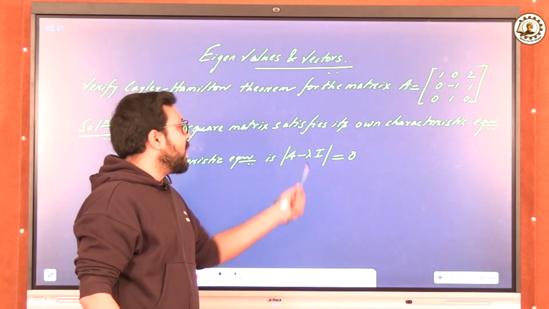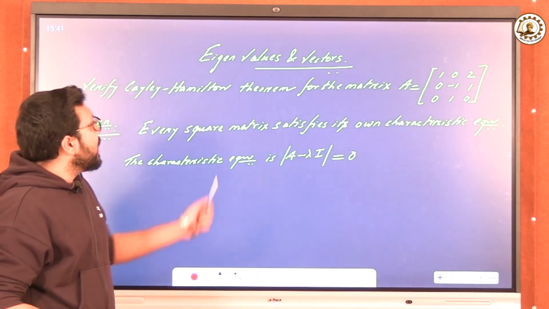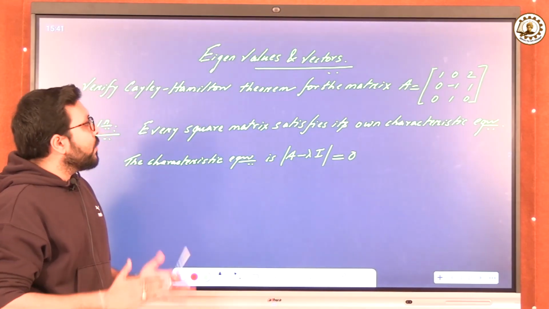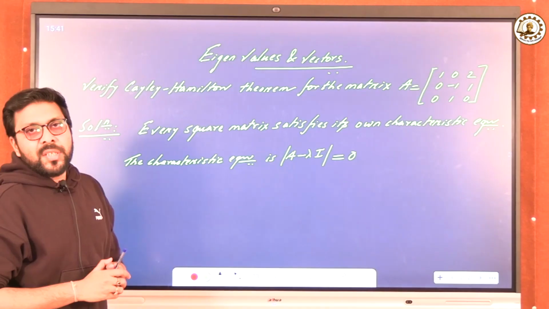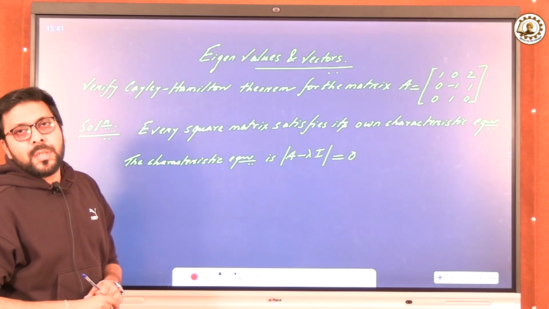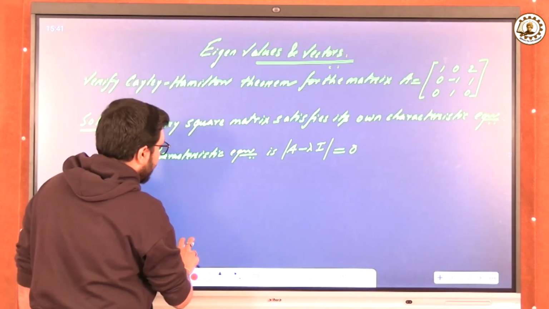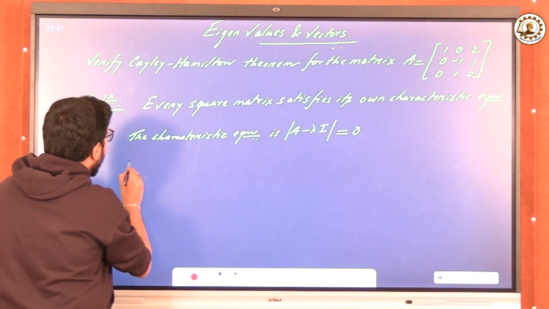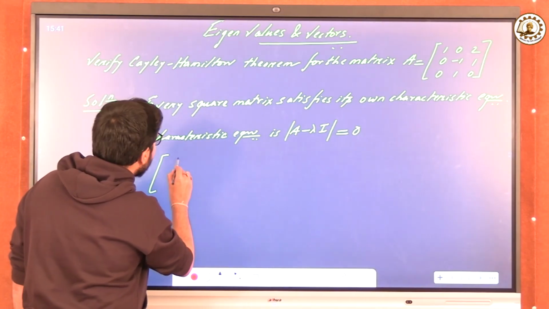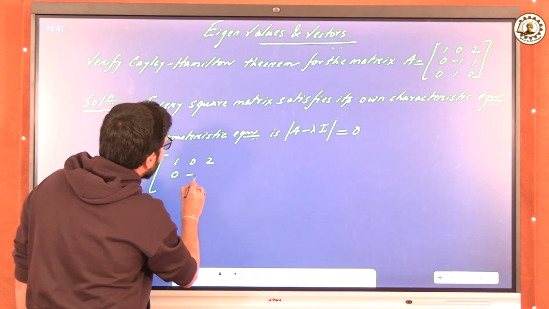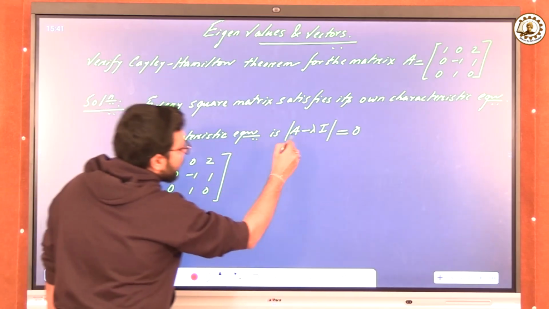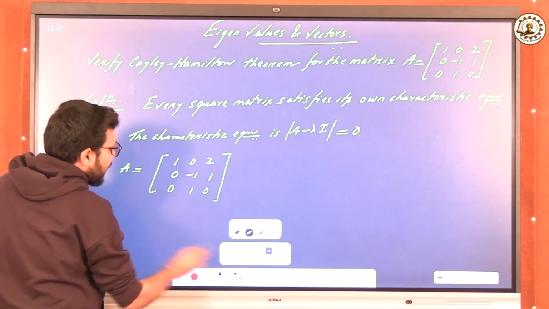So what exactly is the meaning of lambda here? Lambda here is eigenvalue and I stands for an identity matrix. From here we are supposed to develop the characteristic equation, and from there we have to verify this statement of Cayley Hamilton theorem. So let's start it. As you can see here, A is given as 1, 0, 2, 0, minus 1, 1 and 0, 1, 0. I am going to determine particularly this part, which is A minus lambda I.